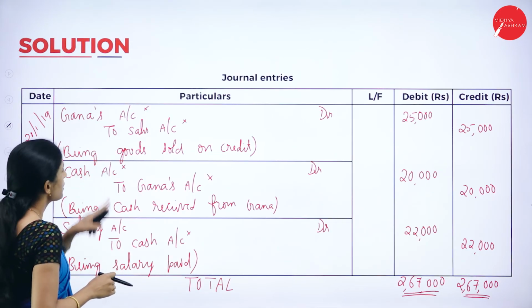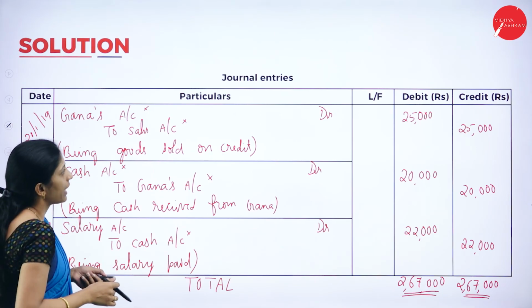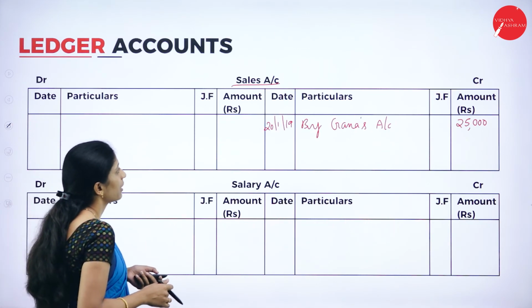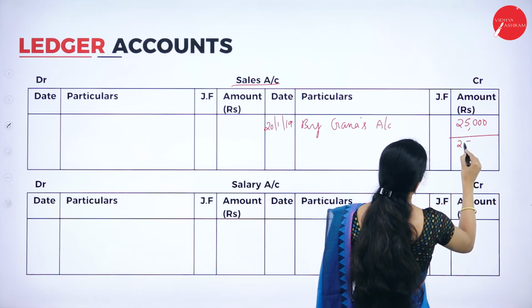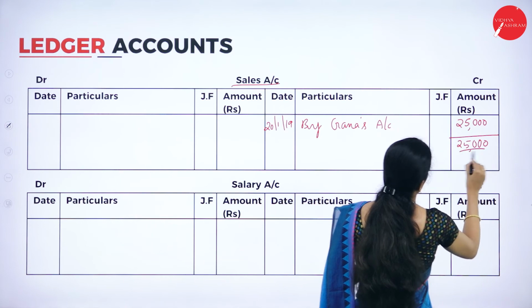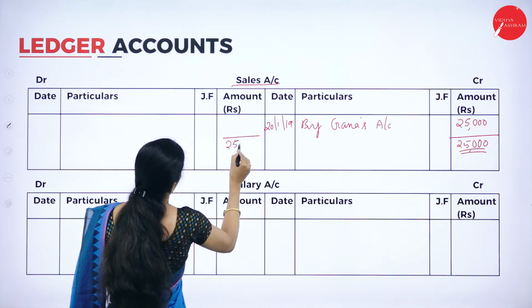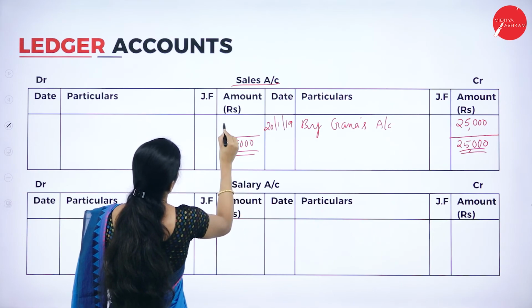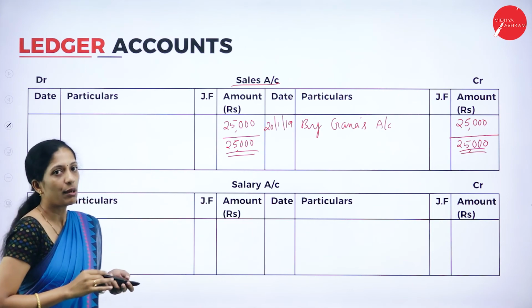Next, again go to sales account. Yes, we are done with this. Next, sales account. There is no other sales account. So directly we have to balance. So in the credit side it is 25,000, whereas in the debit side it is 0. So write 25,000 both the side, and the balancing figure will be 25,000. So bring or carry down that balance.